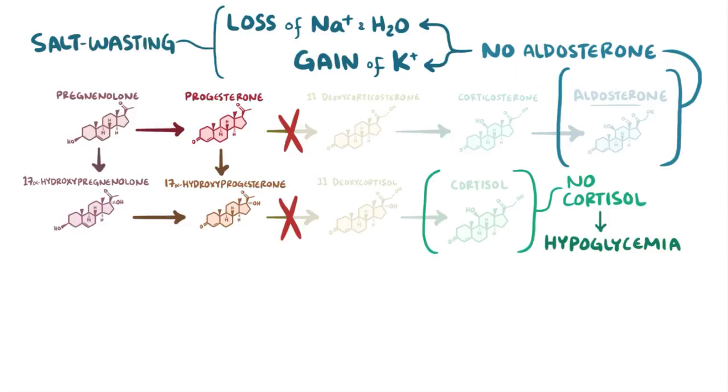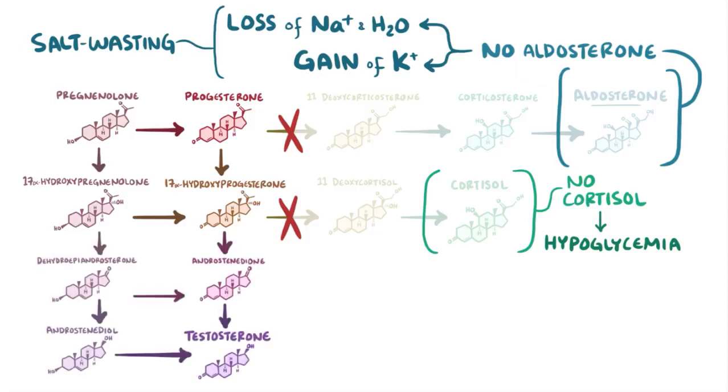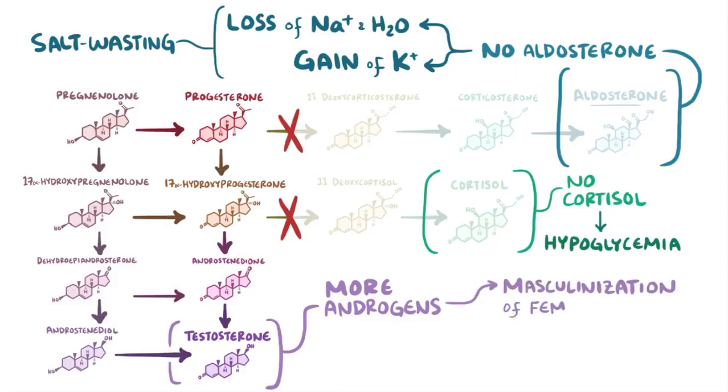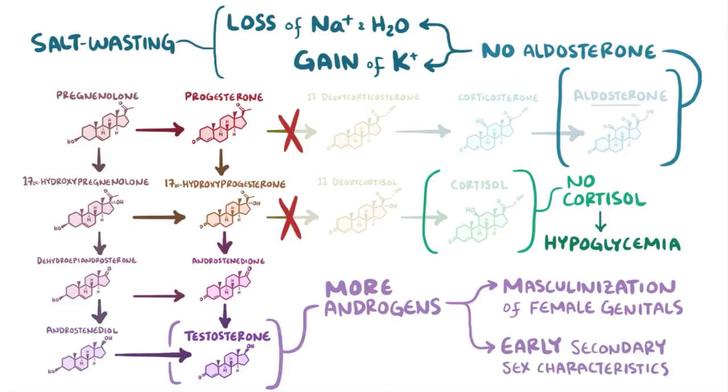When 17-hydroxyprogesterone and 17-hydroxypregnenolone fail to get used in the cortisol pathways, they get shunted into the zona reticularis and eventually become androgens. Since women normally have low levels of androgens, this increase is enough to cause masculinization of the female genitals and early development of secondary sex characteristics.